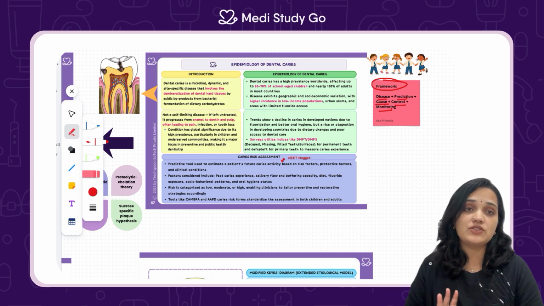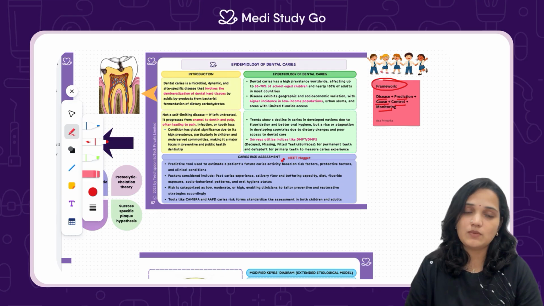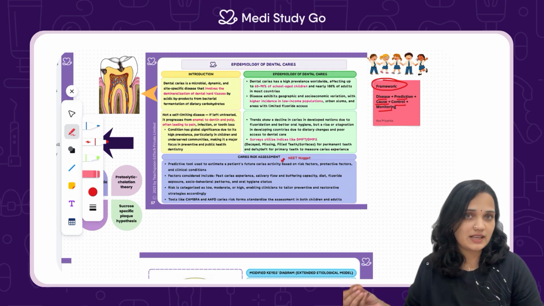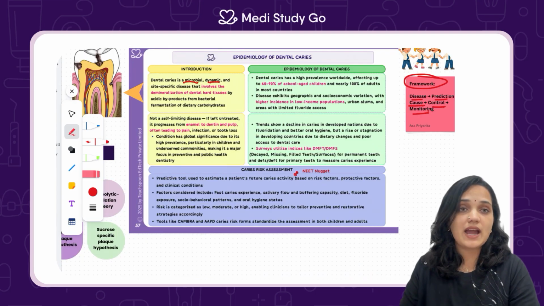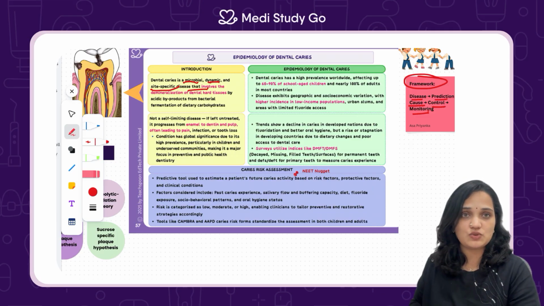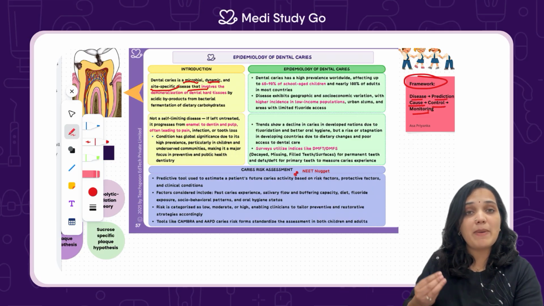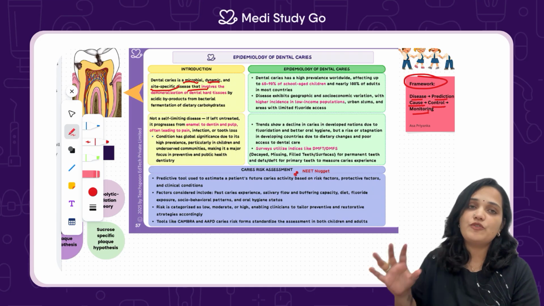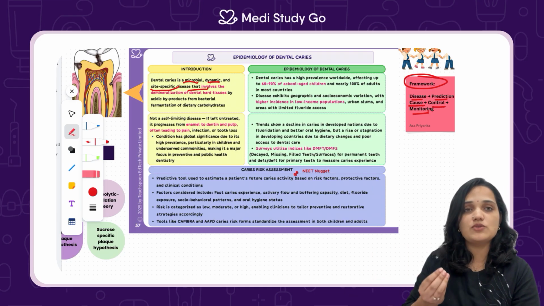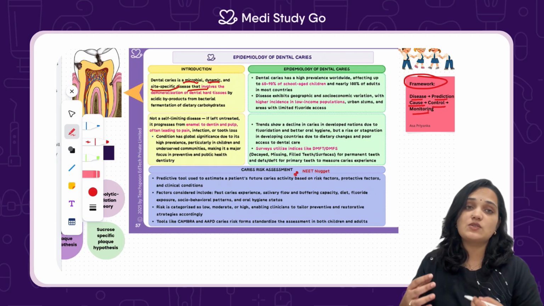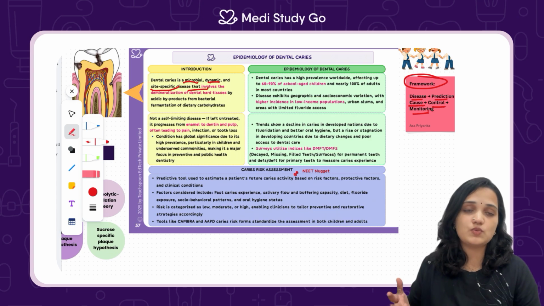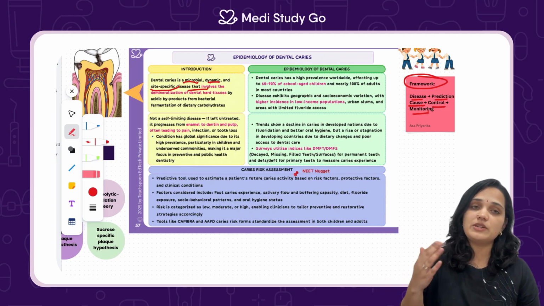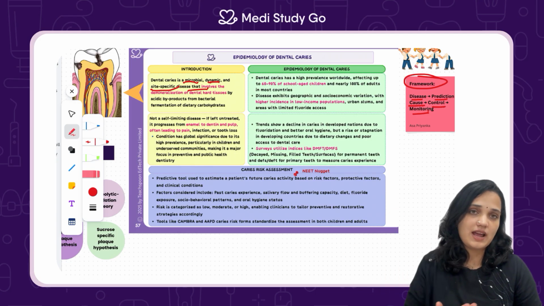So, coming to the introduction, let's start with our basics. What is dental caries? Dental caries is defined as a microbial, dynamic, and site-specific disease of the hard tissues of teeth. What actually happens is that bacteria present in the dental plaque ferment the dietary carbohydrates and produce organic acids. These acids demineralize the enamel and the dentin. If this process continues without any intervention, the lesion will progress into the enamel, then into the dentin, and eventually into the pulp, causing pain, infection, and tooth loss.